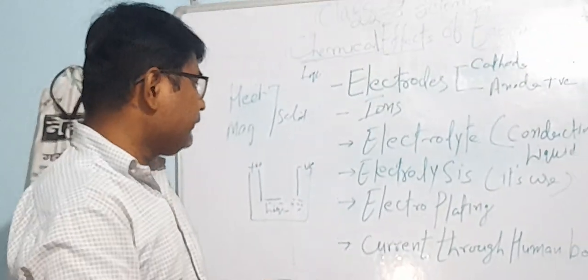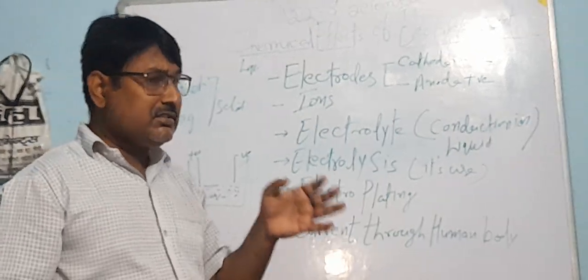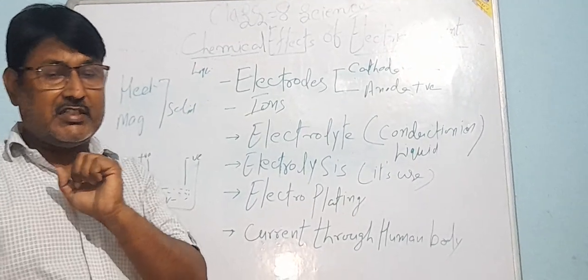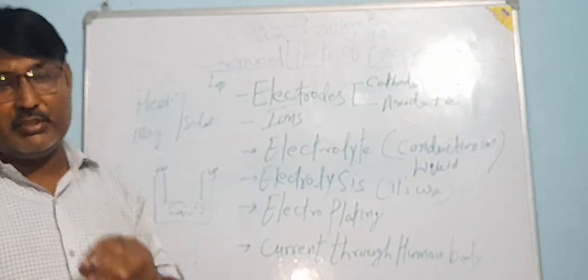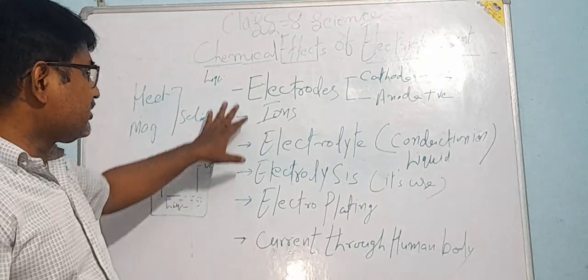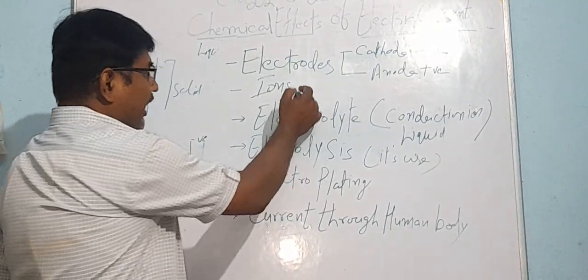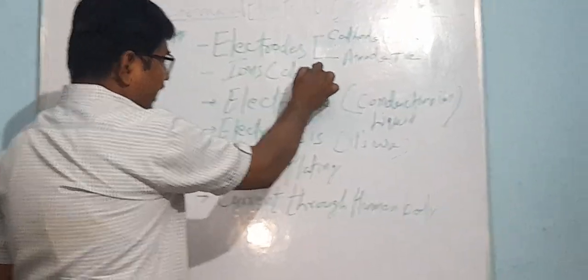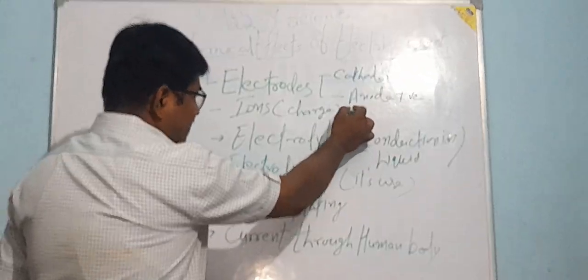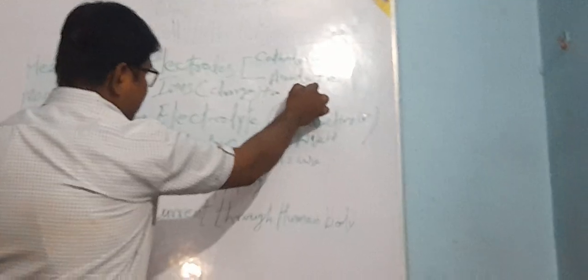So current when we pass through liquid as well as in the air. You know what is air? Air is not only the mixture of gases and dust particles, it also has water molecules, right? Okay, now comes to the point ion. What is ion? Ion is a charged particle. Two charges here, positive charge and negative charge, right?